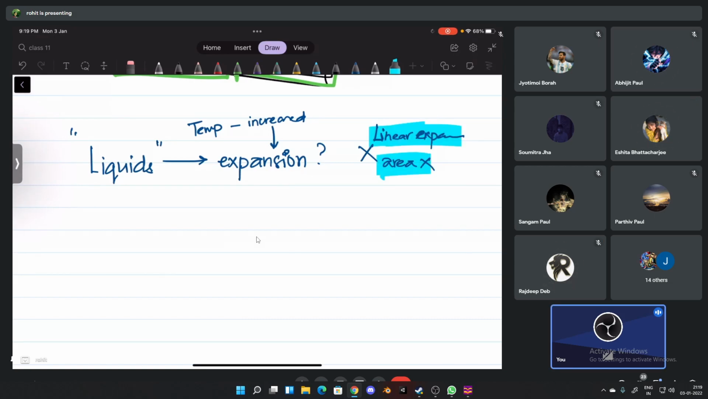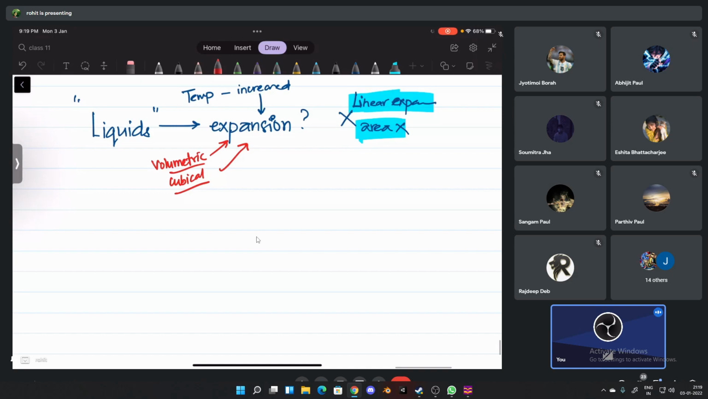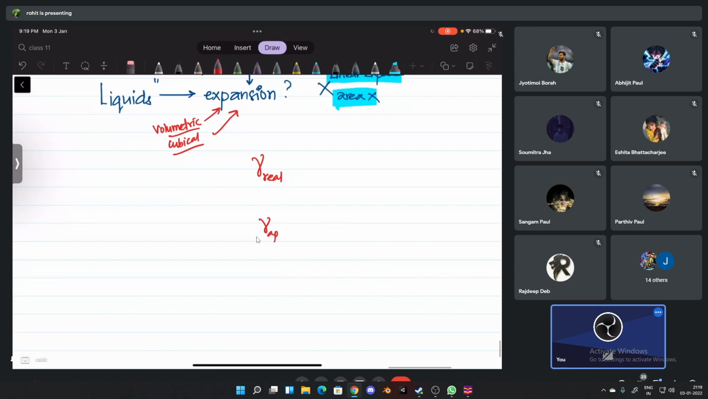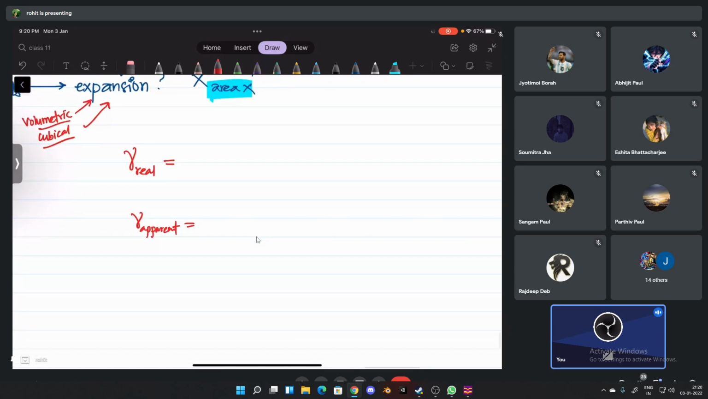The only thing we can talk about is volumetric expansion, or another name, cubical expansion. That makes sense. But there are two types of coefficients. Try to understand this one. One is called coefficient of real expansion, and one is called coefficient of apparent expansion. Why are two coefficients there? Let me help you out. When we talk about expansion of liquids, you just cannot talk about the liquid alone. The liquid always will be present in a what?